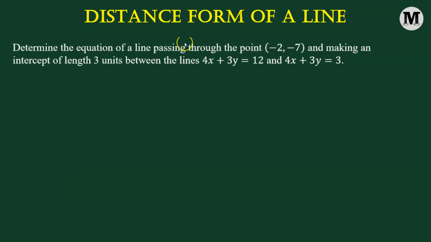Determine the equation of a line passing through the point -2, -7 and making an intercept of 3 units between two lines 4x plus 3y equals 12 and 4x plus 3y equals 3. Okay, let us begin. First, we'll try to understand the problem graphically.